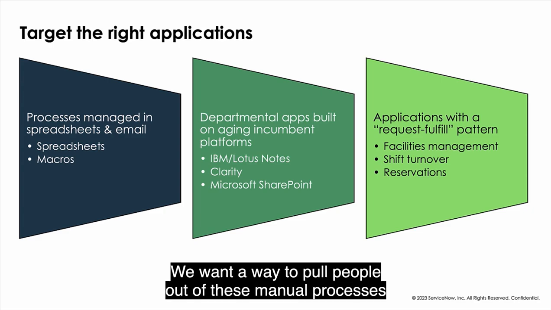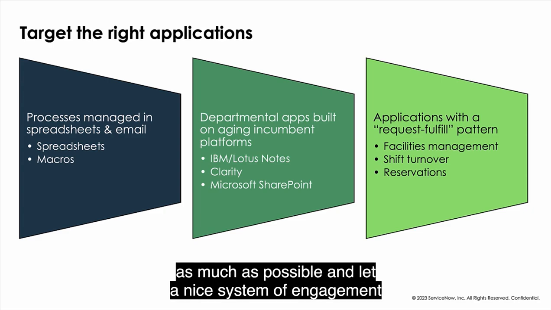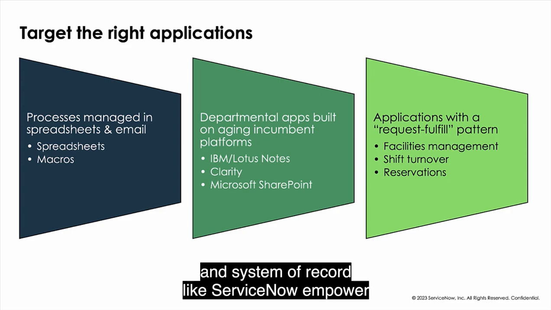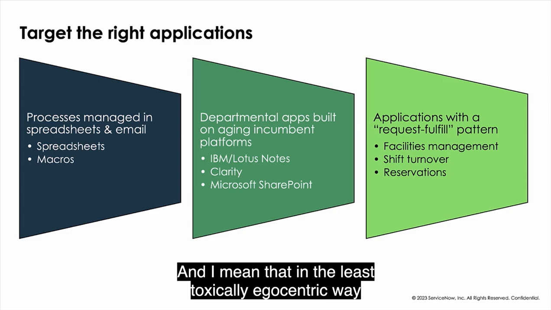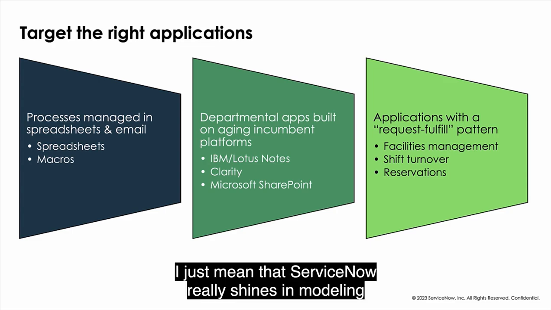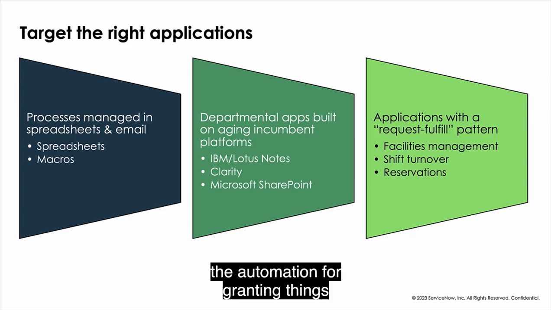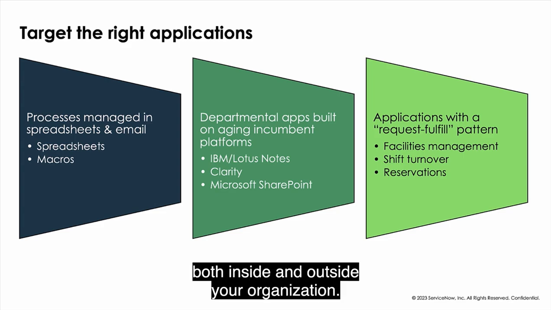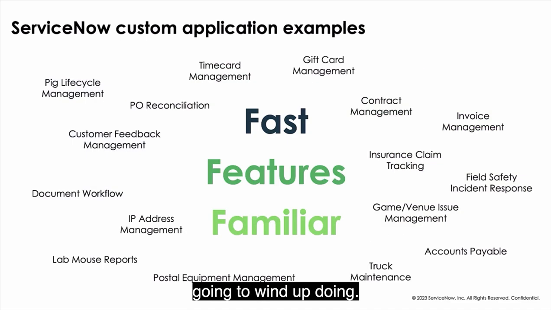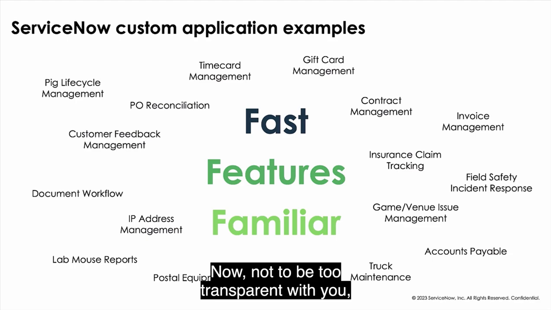We want a way to pull people out of these manual processes as much as possible and let a nice system of engagement and system of record like ServiceNow empower folks to serve themselves. And I mean that in the least toxically egocentric way possible. I just mean that ServiceNow really shines in modeling the automation, for granting things to people, for fulfilling the requests of people both inside and outside your organization. And if you take a look at the demo video, you'll see that that's precisely what we're going to wind up doing.